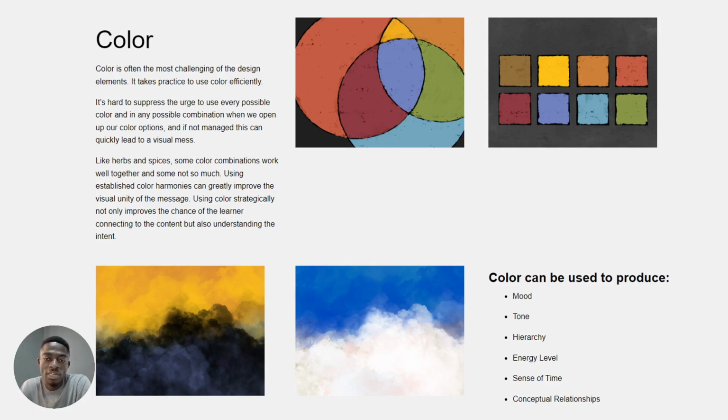Then we have color. Color plays a very essential role in design. What is color and how can it be used? It's often the most challenging of the design elements, and it takes practice to use color efficiently. You may not understand this statement now, but the reason is that you can start working on a design and everything is okay, but once you get to the point where you're actually coloring the thing, you realize that when you color it rightly, a lot will change.